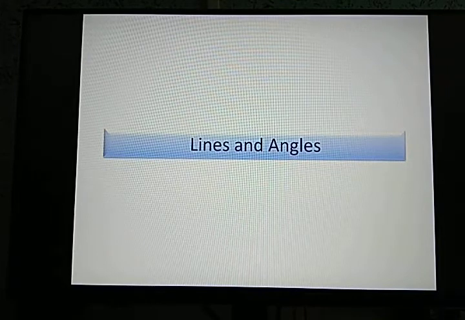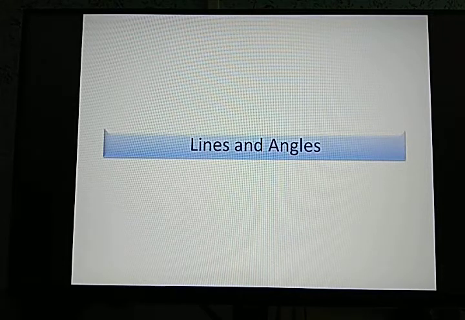Hello everyone. Today we are going to discuss a new topic, and the name of our topic is called lines and angles. So today we are going to discuss some of the basic things about lines and angles. So let us begin.